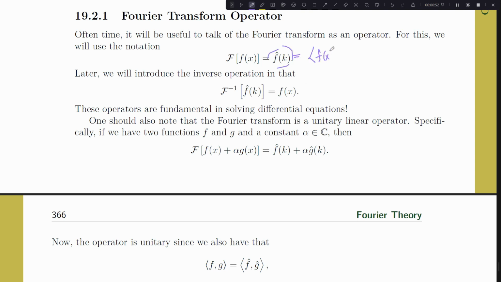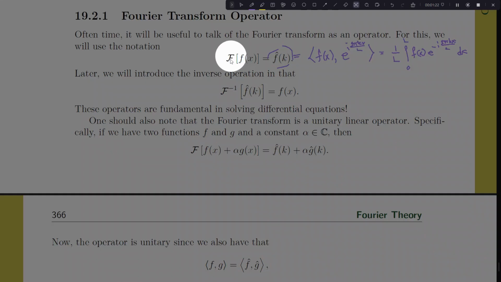Now, what this actually looks like, because we know how to construct f hat, this just looks like the inner product. This is the same as the inner product of f of x with e to the i 2 pi k x over L, which happens to be the integral 0 to L f of x against e to the minus i 2 pi k x over L dx. Okay, so you can represent this operator in many ways. You can represent it directly as the operator, you can represent it as the f hat, you can represent it as an inner product, or you can represent it as an integral.